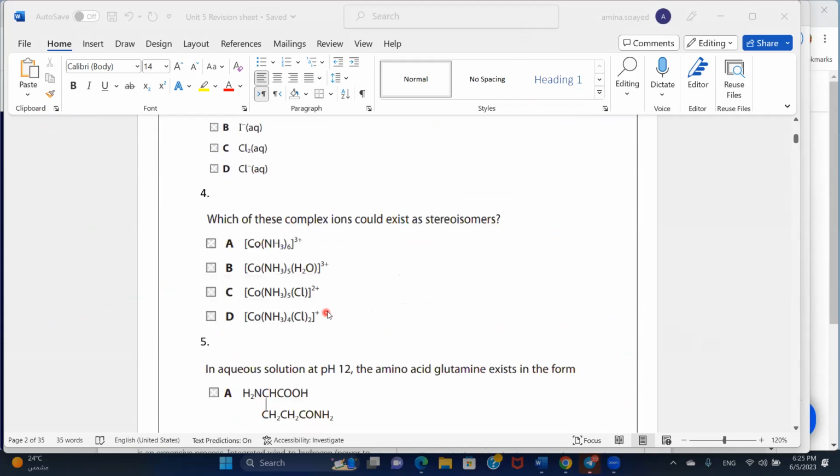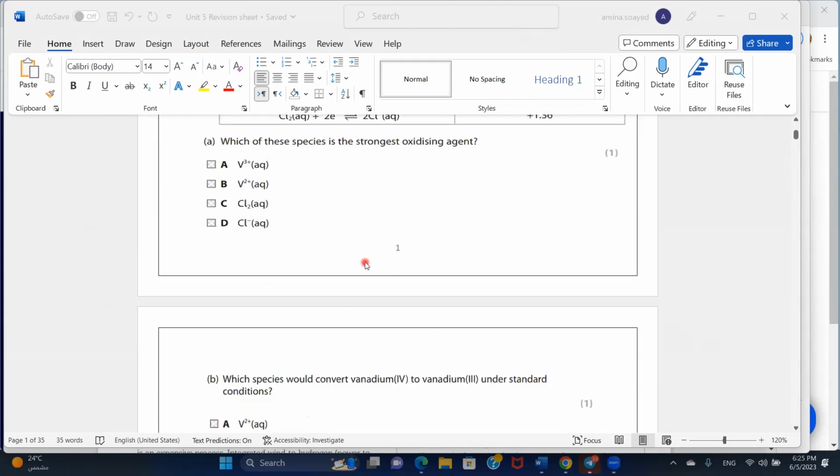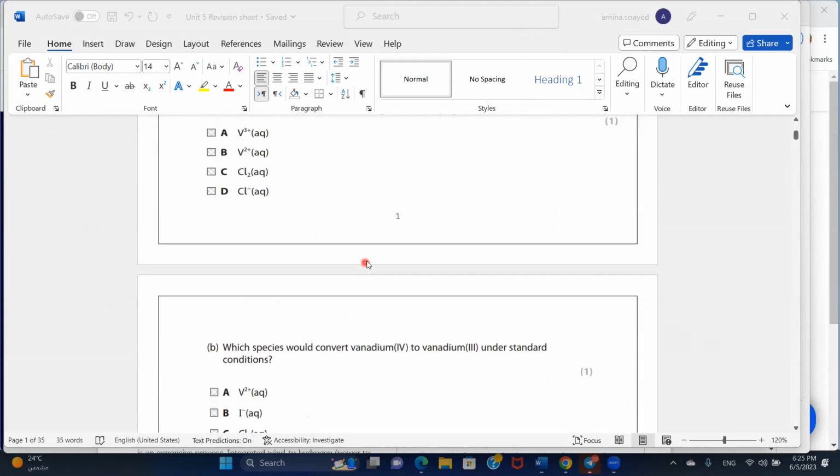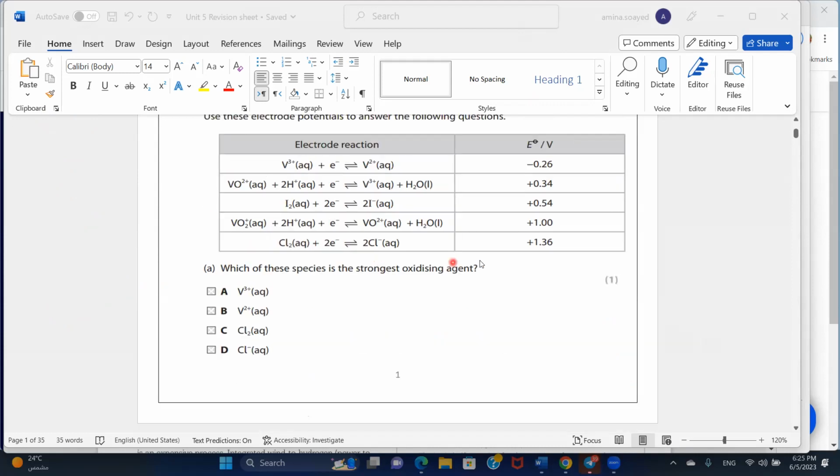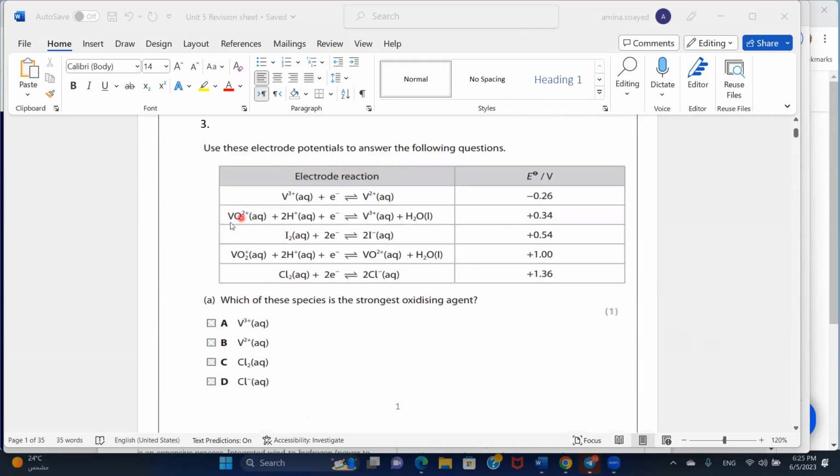Yes, yes, miss. We will choose the number less than the original equation. Yes, you have, because you want this equation to be as it is. You want to change the vanadium plus 4 to vanadium plus 3. You want to leave this equation as it is. So the other equation that you have to choose must have a less positive value for the E naught.